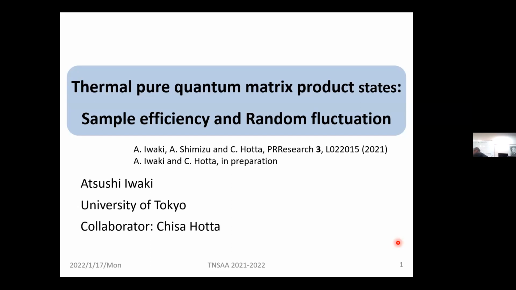I will start. My name is Atsushi Iwaki from the University of Tokyo. Thank you very much for giving me a chance of presenting our recent work.